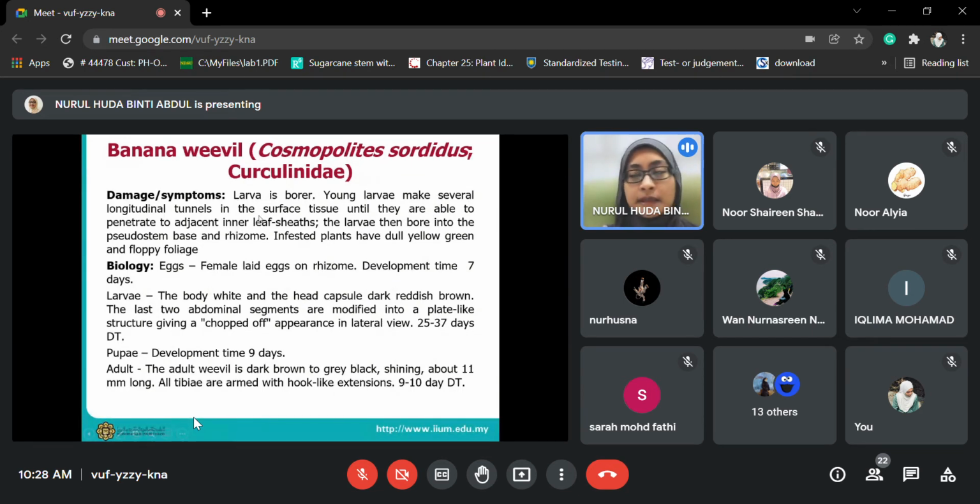Okay, kenapa kat sini maksud I'm not sure whether you realize yang kalau kamu tengok pokok pisang, okay, dia sebenarnya ada pelepah, we call it pelepah kan. So batang dia tu terdiri daripada a few leaf shaft. Okay, maksudnya dia berlapis-lapis instead of like a tree trunk yang biasa lah.